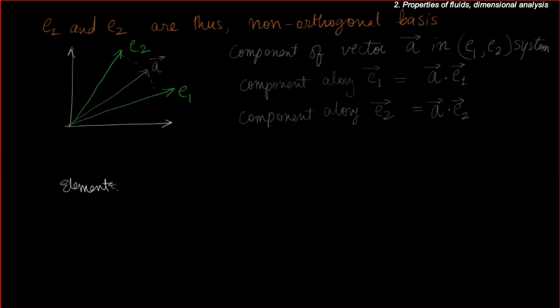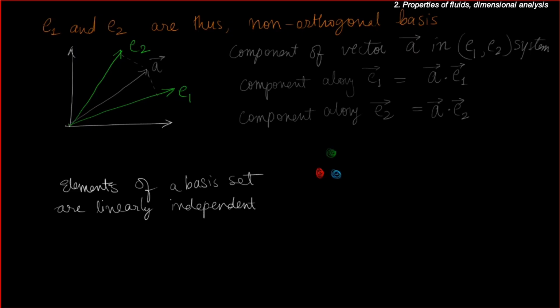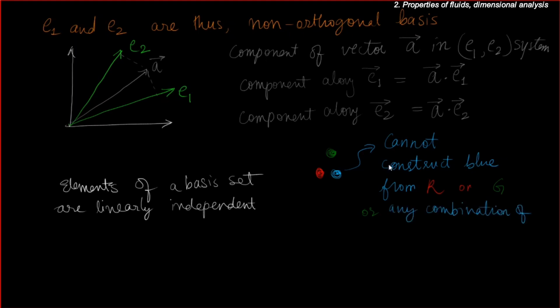So the elements of a basis set are necessarily linearly independent, which is to say that if I consider the RGB example, I cannot construct blue color from R or G or any linear combination of R and G. So blue stands as it is, and I cannot simply represent blue as anything else. Blue is a fundamental quantity which I must use to create other colors.